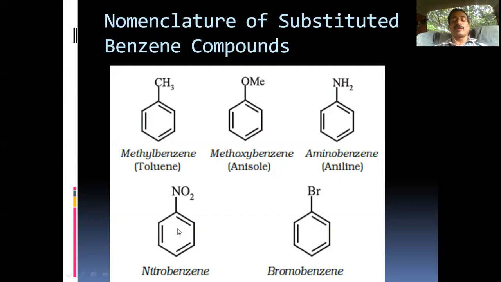Now it is nitrobenzene. A nitro group is substituted. So nitrobenzene, bromobenzene. If there is only one substituent, no need to give any number to the carbon atoms. Simply say bromobenzene or nitrobenzene. If there is more than one substituent, then we have to give numbers to the carbon atoms.